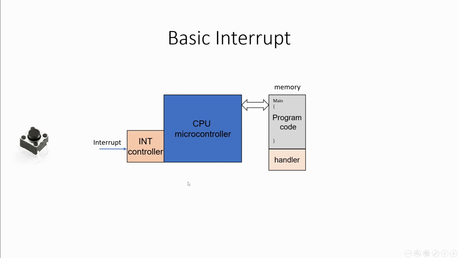Now once the event occurs, in this case an interrupt, the CPU stops what it's doing and saves the place in the main program. Then it jumps to the handler, executes the handler, and once the handler has been executed, it goes back to where it stopped and continues the program.